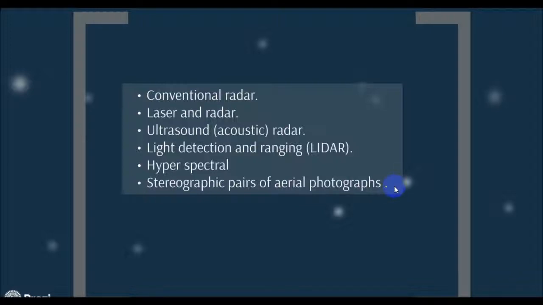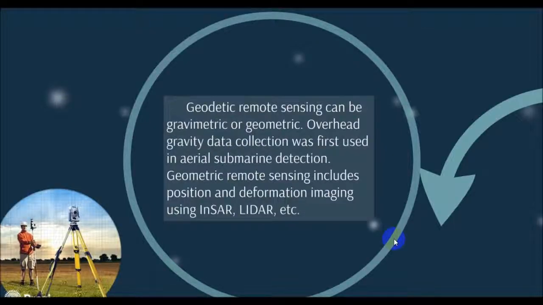Hyperspectral imaging produces an image where each pixel has full spectral information, with imaging narrow spectral bands over a contiguous spectral range. Geodetic remote sensing can be gravimetric or geometric. Overhead gravity data collection was first used in aerial submarine detection. This data revealed minute perturbations in the Earth's gravitational field that may be used to determine changes in the mass distribution of the Earth, which in turn may be used for geophysical studies, as with GRACE, its satellite.